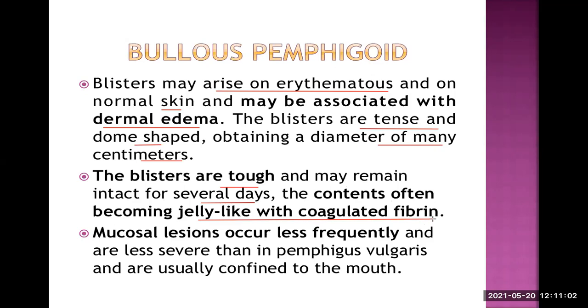Mucosal lesions occur less frequently than in Pemphigus vulgaris and are less severe than in Pemphigus vulgaris, and are usually confined to the mouth and not other mucous membranes. So one important point, they occur less frequently, but they can occur in Bullous Pemphigoid. And even if they occur, they are less severe than in Pemphigus vulgaris.